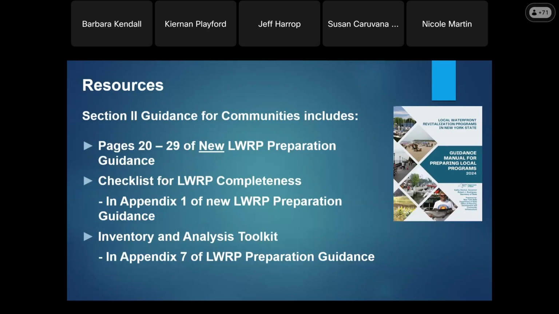So next week, hopefully I'll have a link to that on our website when we have our training session next week. And then the checklist for LWRP completeness is in Appendix 1 of the new guidance. That's the one that has all the sections. And then the inventory and analysis toolkit is in Appendix 7. And both those are fillable PDFs. If you download the guidance document, you can use those as fillable PDFs.